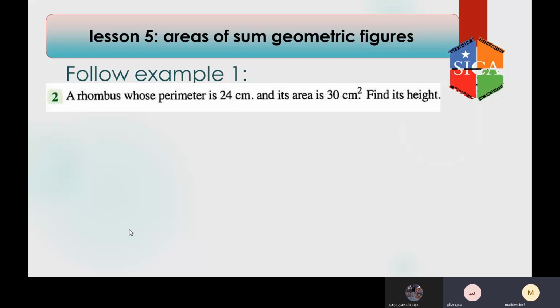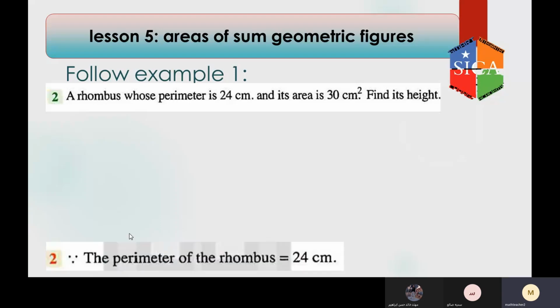We can get the height by dividing the area by the side length. Okay, excellent. So we divide 30 by the side length. That will equal 30 divided by 6 equals 5 centimeters. This is the height of the rhombus.